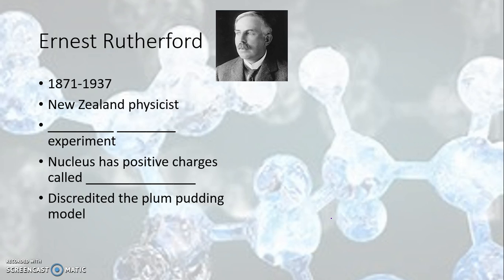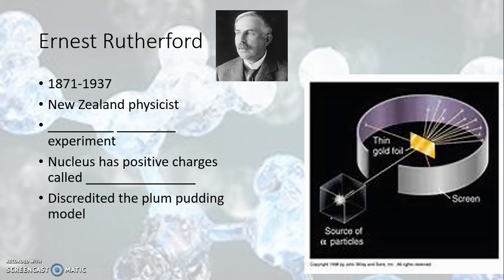He was a New Zealand physicist, and he is credited with doing the gold foil experiments. Gold foil. Yes, they would take a piece of very expensive gold, probably wasn't that expensive at the time, and it was very thin. Because it's a metal, you can pound it really thin. It's malleable. And it was really thin, like a piece of aluminum foil.